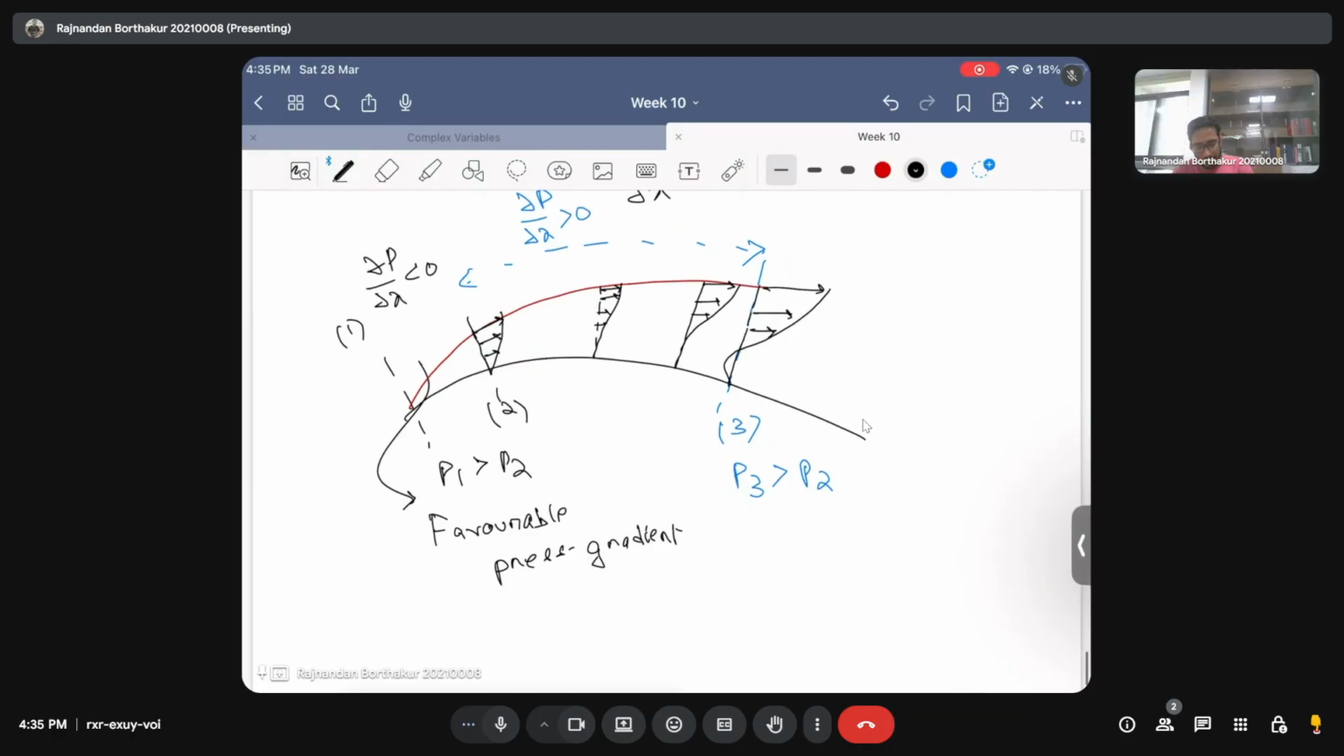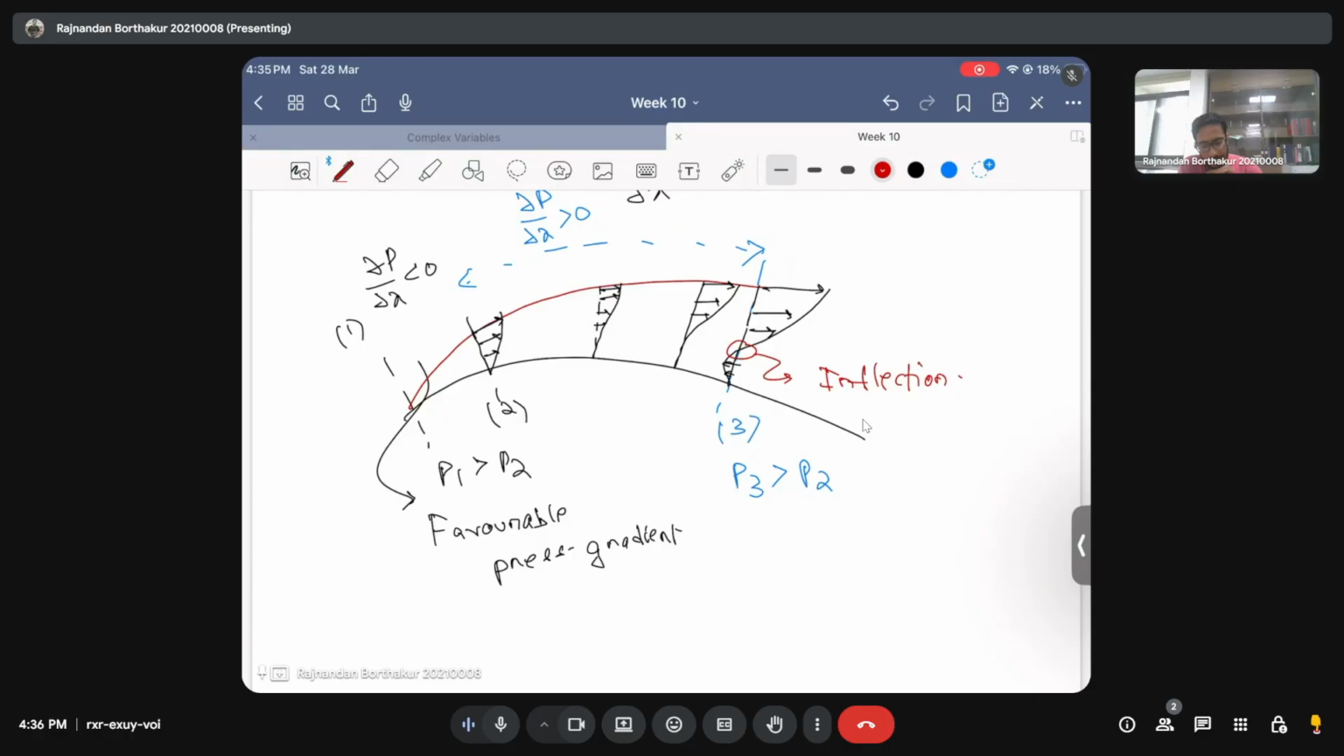Okay, so this turn that you see in the flow is known as an inflection point. This is where the curvature of the velocity field actually changes. In principle, the slope changes, I mean the nature of the slope changes. That's something you can tell.